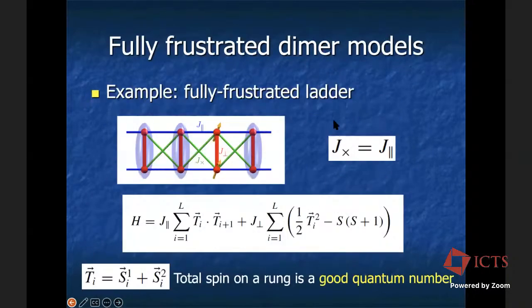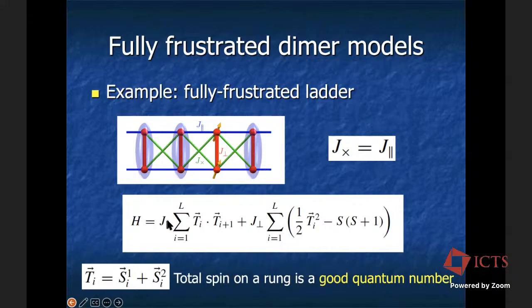Now, if we move to frustrated models, it turns out that in some circumstances it is possible to do simulations, but one has to change basis. And the basic idea is the following. I first illustrate it in the case of a ladder. Let's consider a system with a Heisenberg model. So we have antiferromagnetic bonds, red, blue, and green. And let's suppose that the cross-coupling J cross is equal to the parallel coupling.